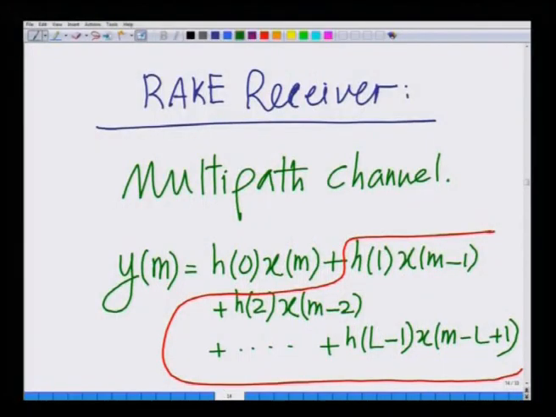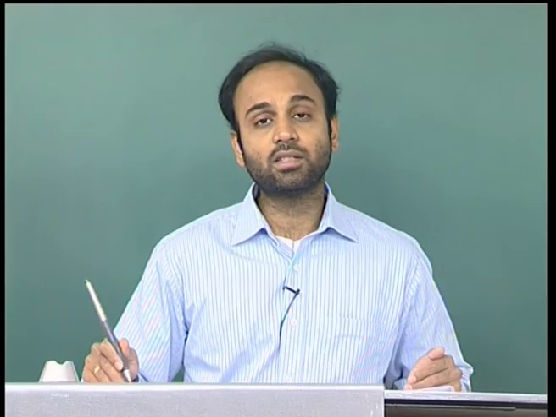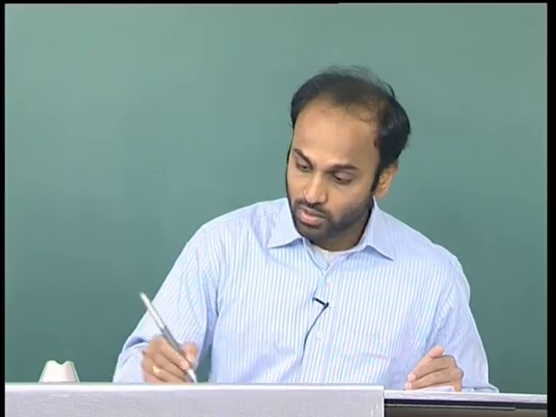This is y[m] = h0 x[m] + h1 x[m-1] + h2 x[m-2], and so on up to h(L-1) x[m-L+1]. This is also known as a dispersive channel. Remember, in the frequency domain, since the signal bandwidth is greater than the coherence bandwidth, this is also known as a frequency selective channel.